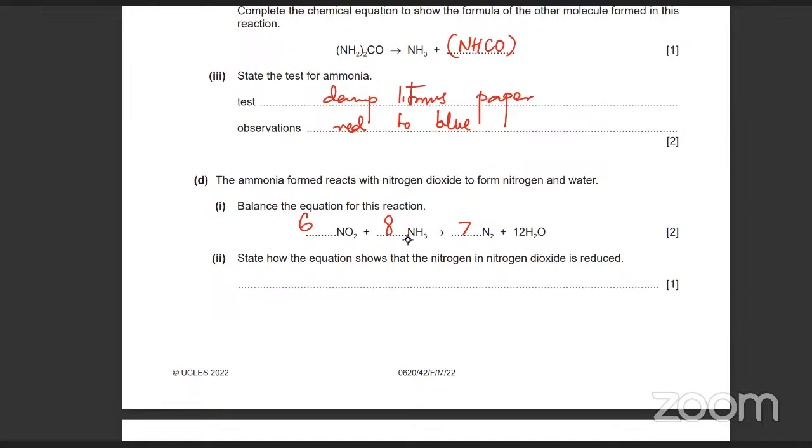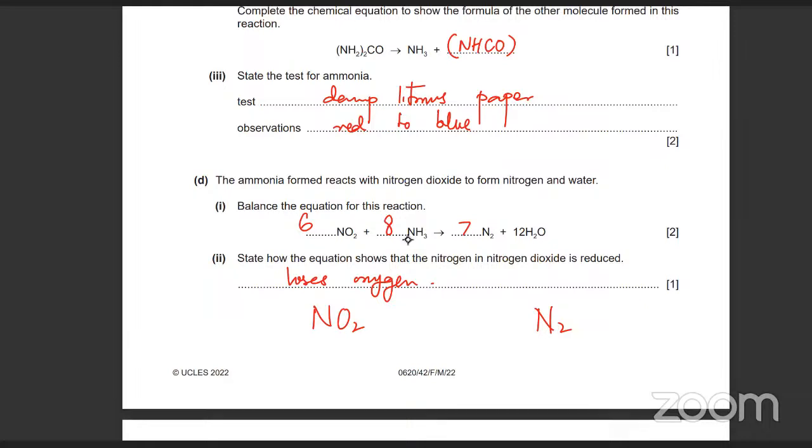So how does the equation show that NO2 is reduced? NO2 turns into what? It turns into N2, right? So it loses oxygen. Okay, that's one way. Loss of oxygen is reduction. But any other way apart from that?